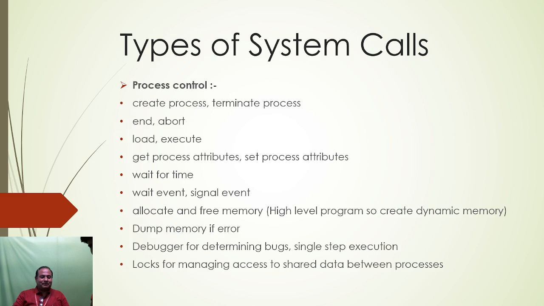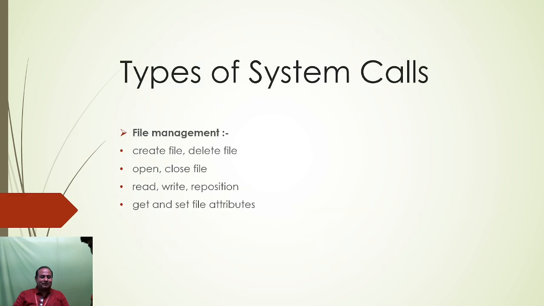For ending a program, and when we no longer need to run it, we can use the end system call. If you want to abruptly terminate our program, we can use the abort system call. If you want to load any program, we can use the load system call, and if you want to execute, we can use the execute system call. If you want the system to wait, we can use a wait-for-time system call. So we have plenty of system calls available to perform process control.